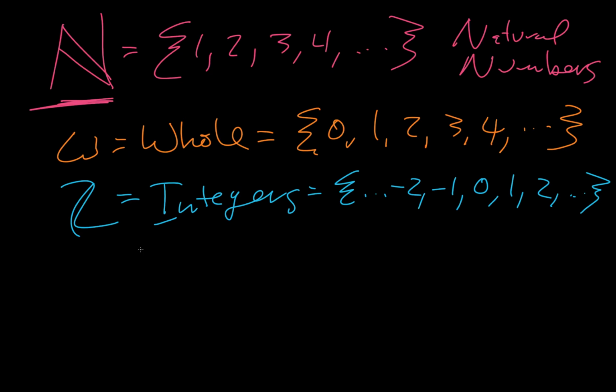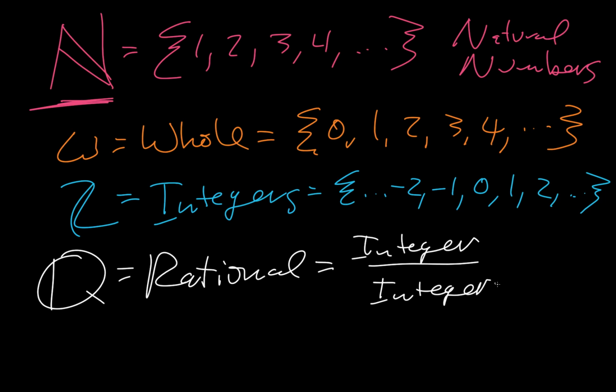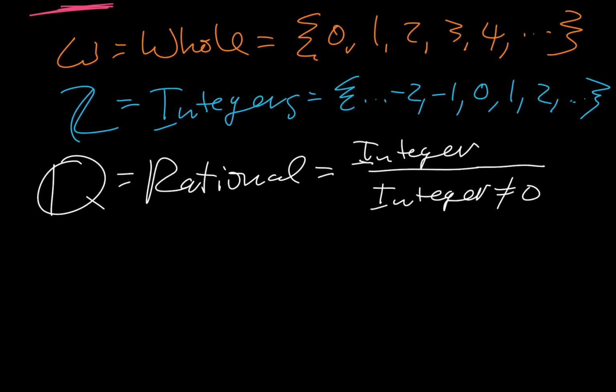From here, we can create the rational numbers, which is a script Q. Now, we can't really write it in this same form, so we just write a definition. It's just going to be any number you can write as an integer divided by an integer, but the bottom cannot equal 0. So the only integer that can't go on the bottom is 0, because that would create division by 0, and that's undefined. Since we're talking about rational numbers, I'm going to go a little more in depth on this, since that's the topic of what we're doing.